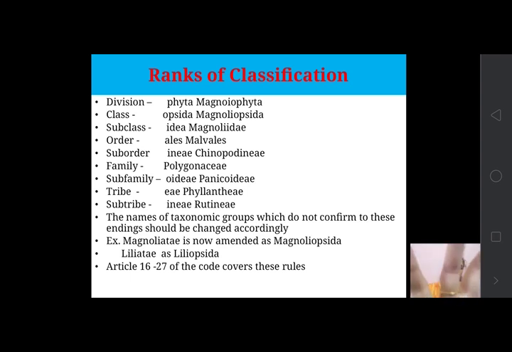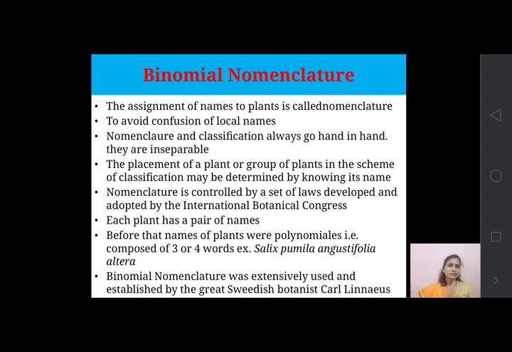After that, there are various rules for binomial nomenclature. The assignment of names to plants is called nomenclature. Nomenclature is nothing but giving a specific scientific name to a particular plant. Why is the plant given a scientific name? To avoid the confusion of local names.